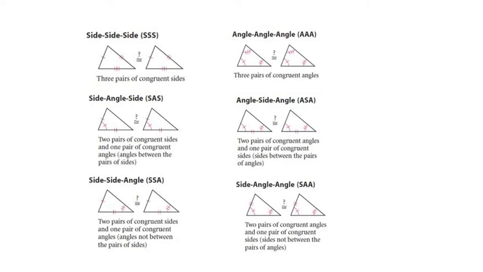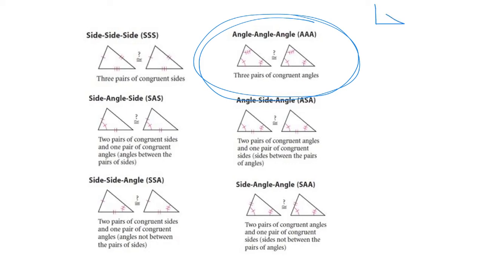Okay, it's this one. Angle, angle, angle is not going to work because, let me just draw you a very quick example. Let's say that I have this triangle and I have 90 degrees over here, a 30-degree angle over here and a 60-degree angle there. Okay, let's draw another triangle. Let's say we have 90 degrees here, 60 degrees here, and a 30-degree angle over here.